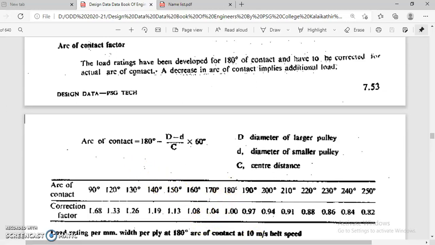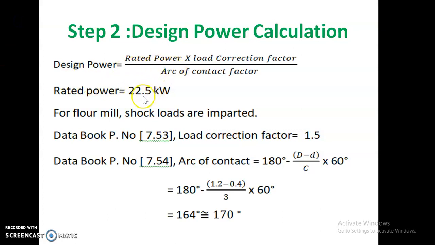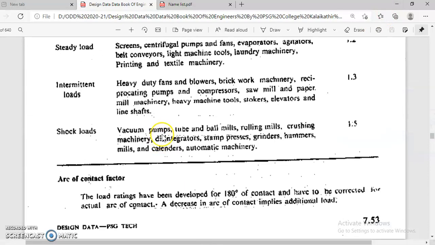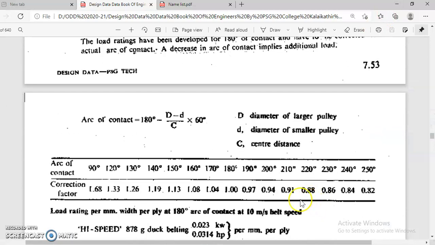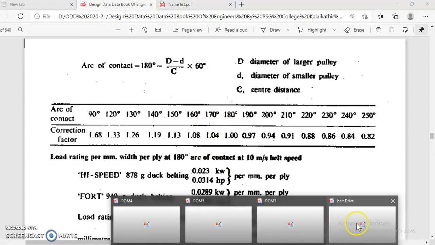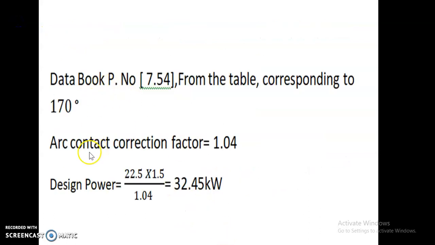So design power, the formula is design power equal to rated power, which is 22.5 kilowatt, given data, into load correction factor divided by arc of contact factor. Load correction factor is 1.5, and arc of contact factor corresponding to 170 degrees is 1.04. So the design power is 22.5 into 1.5 divided by 1.04, which is equal to 32.45 kilowatt. So design power calculation is the second step.